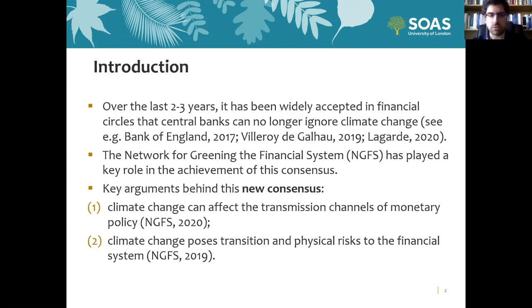And as Romain described before, we see what has happened over the last few years in the literature on climate change and also in the policies around climate, central banking. We have seen a big change. I mean, nowadays, there is a kind of consensus that central banks have to address climate change issues. And the big question is how exactly to do that. But as Romain said before, we have seen the development of this network for greening the financial system, NGFS.